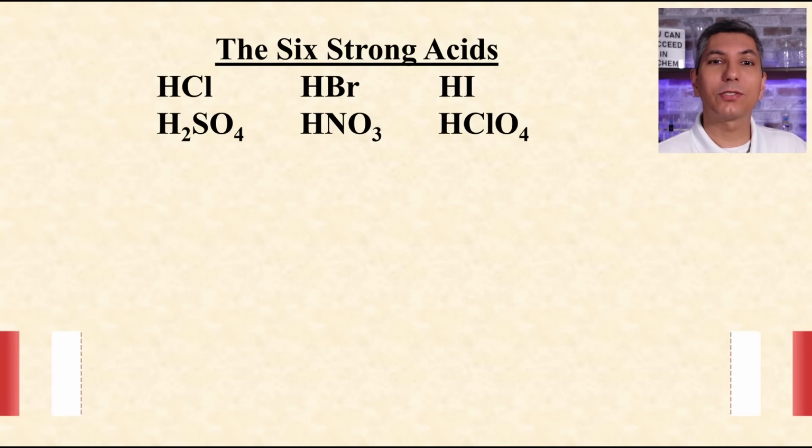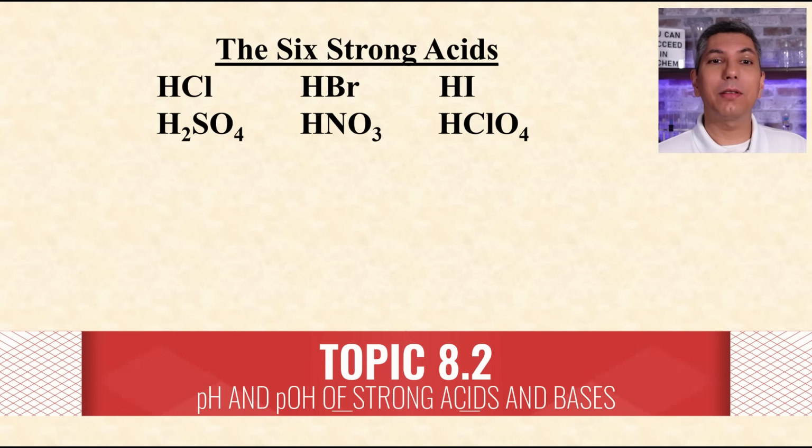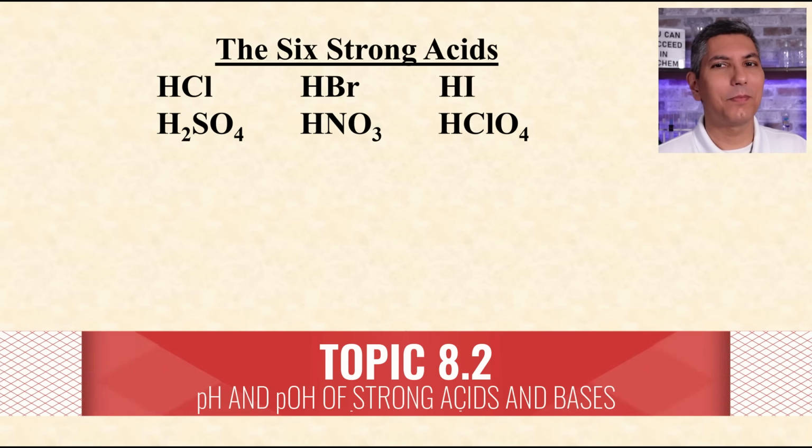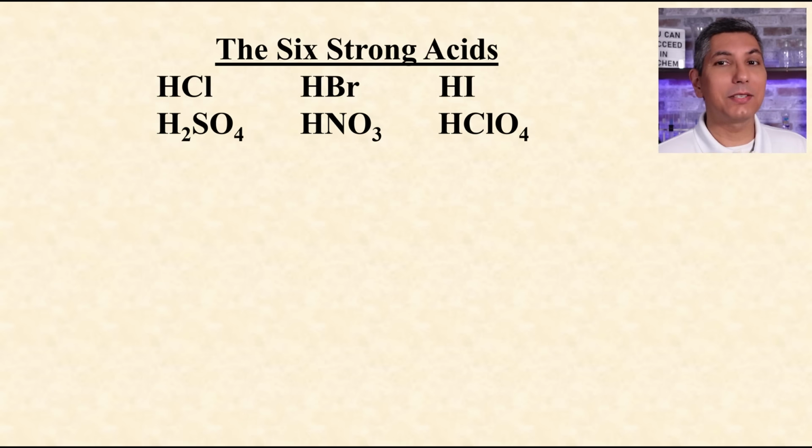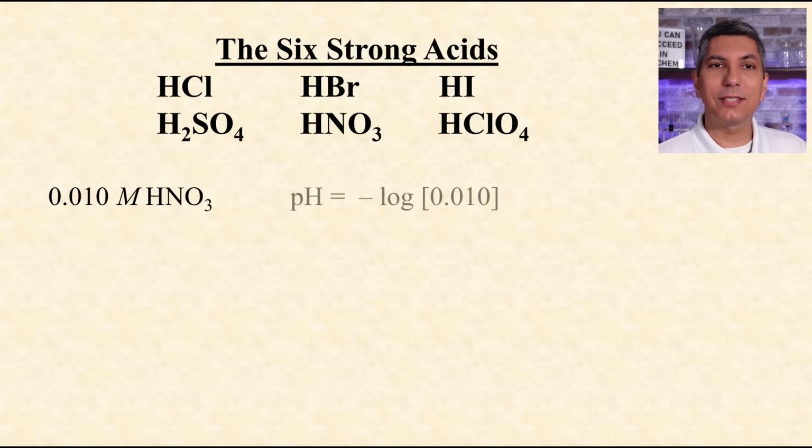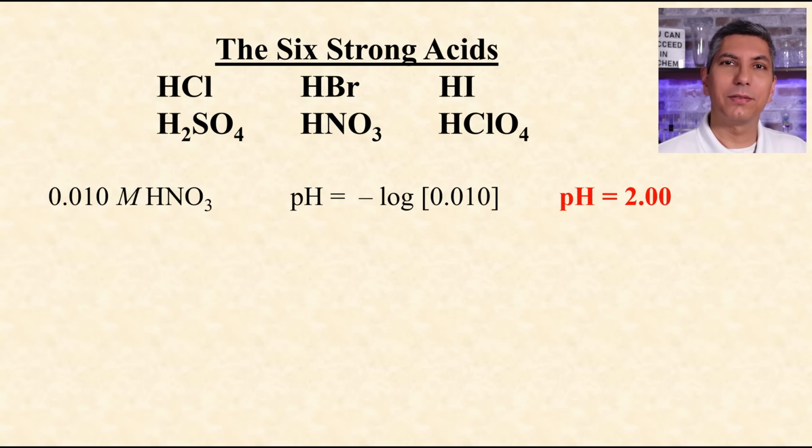There are 6 strong acids, and we can calculate their pH values very easily. Since strong acids ionize completely, the hydronium ion concentration is equal to the concentration of the acid. So to find pH, just take negative log of the concentration of the acid. So the pH of 0.010 molar nitric acid is just negative log of 0.010, which is 2.00.